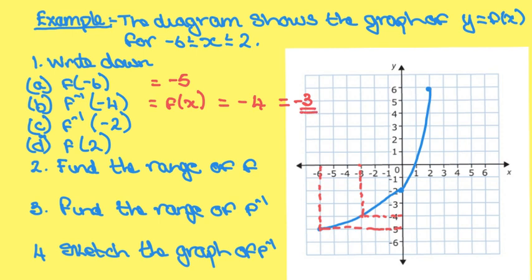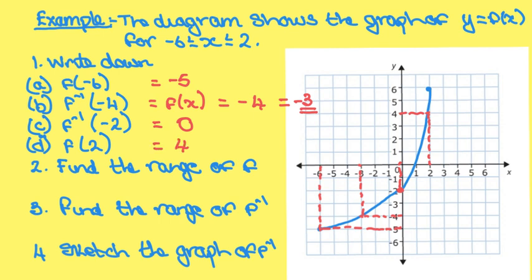C. f to the -1 of -2. So go to -2 as my output and see what I would have to have put in. Well, I would have had to have put in 0. D. f of 2. So I go to 2 as my input, go up to the graph, see what my output is, and that is 4.